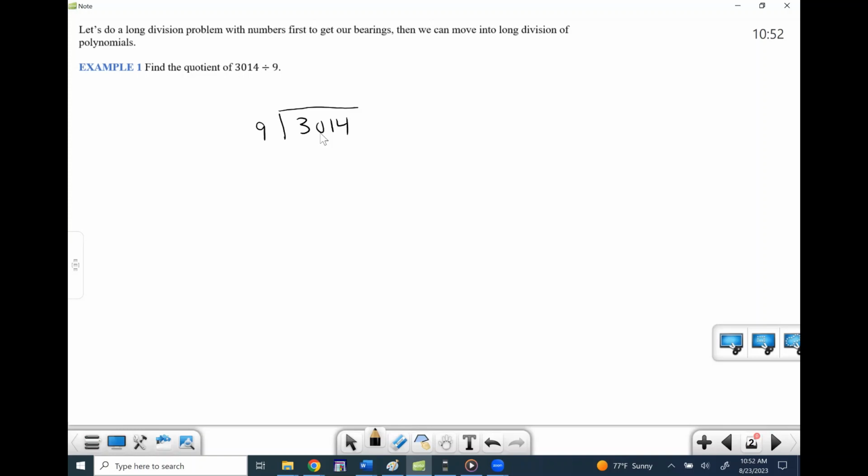Well, 9 times 3 is 27. So I don't put the 3 here. I put the 3 above the 0. And that's going to be important because placement with our polynomials is also important, because it's going to tell us when we've reached the end, okay?